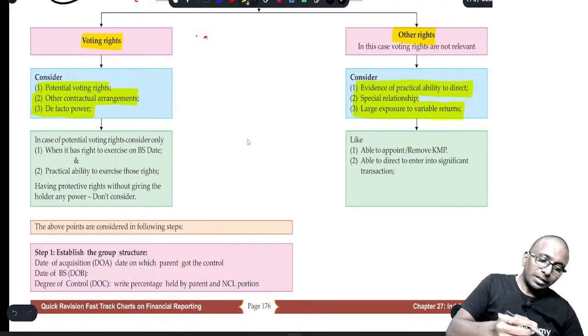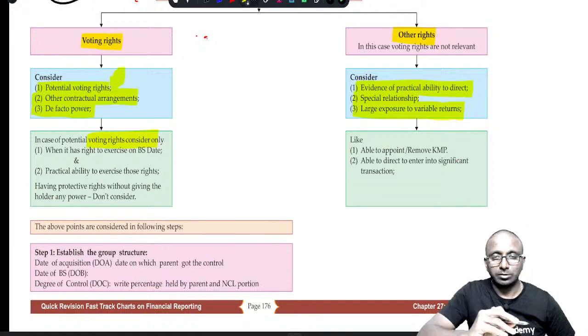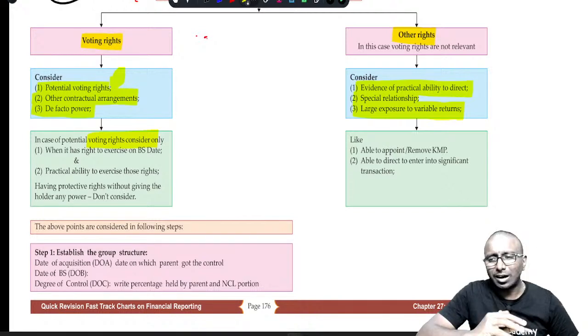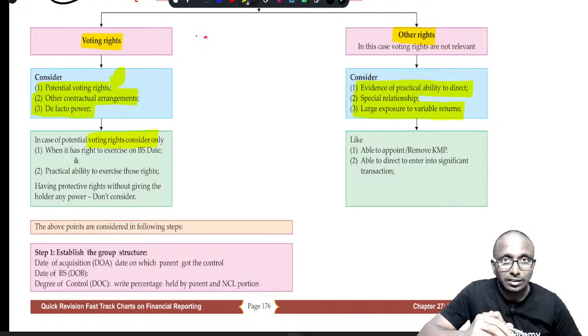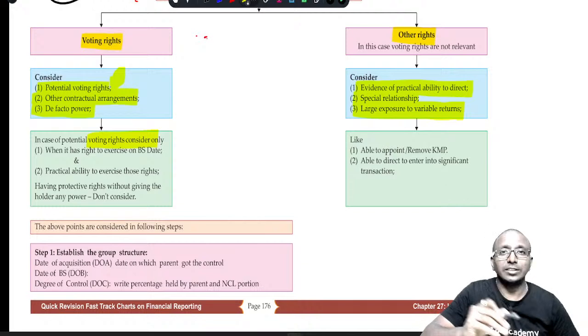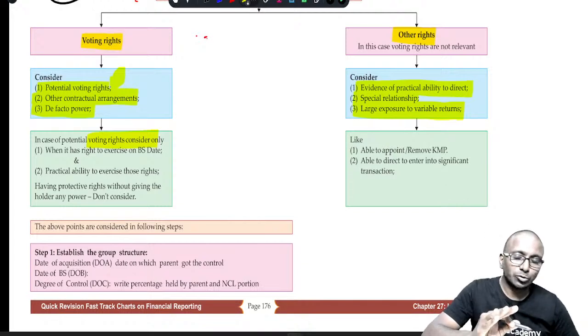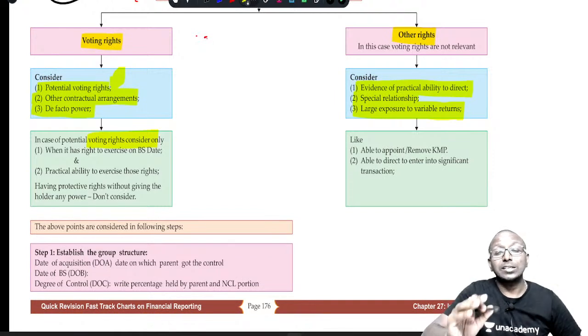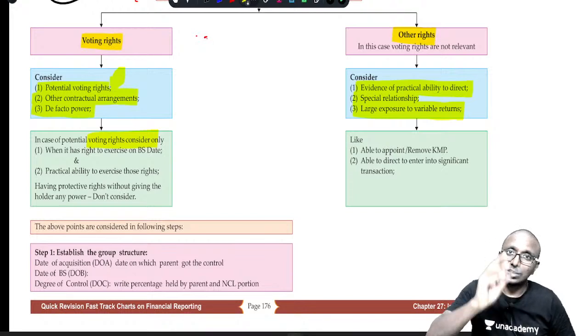In case of potential voting power, the first point we are talking about: suppose I have an option to purchase another 30% of voting power. How much do I have already? Sir, I have already 40%. If I purchase another 30, I have the right to purchase another 30. Now the question is, it's the same as Ind AS 28. Do I have the right on the 31st March? First question, yes. That means I will be able to exercise my option even on 31st March, even though I have not exercised it as on 31st March.